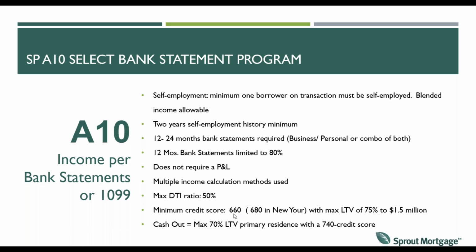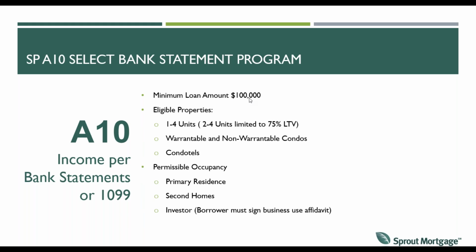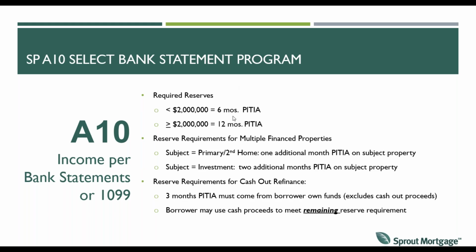The minimum score is now 660. Unfortunately, if you're in New York, we're going to look for that 680. With the 660, it's a max LTV to 1.5. So if you have a higher score, of course, your LTV and dollar amounts are going to go up. Here's our cash out max right now: 70% on our primary with a 740. I mentioned minimum loan amounts, 100,000. Here's all your eligible property types, including warrantable and non-warrantable. I mentioned we do all of the permissible primary, second home, and investor. The reserve requirements: here's that 6 months I mentioned when filling out I qualify. So if you're under 2 million, it's 6 months.